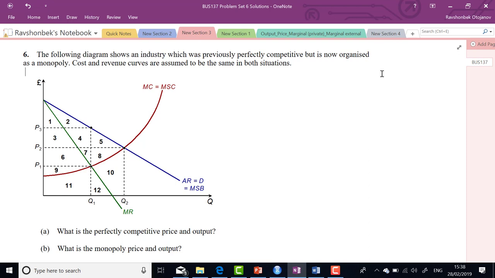What's the perfect... MC is equal to MSC, the marginal social cost is already there. So in this one, yeah, it has to be the combination of P and Q here. The answer is a combination of P and Q. Not just yes. Give us an educated answer then.